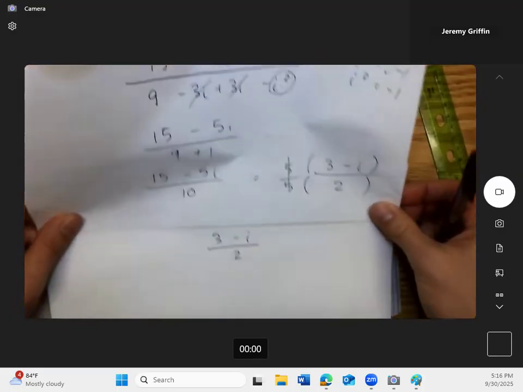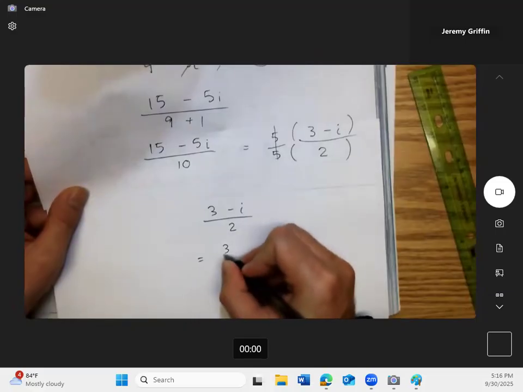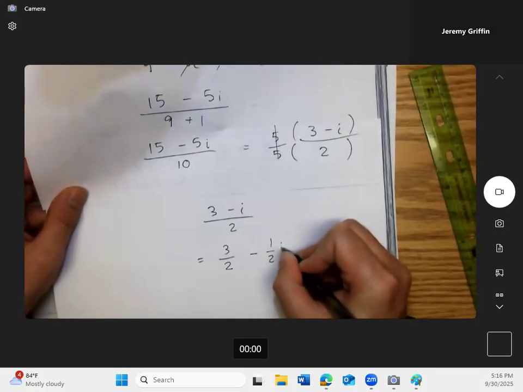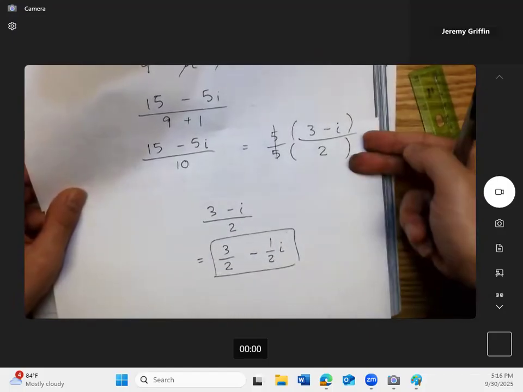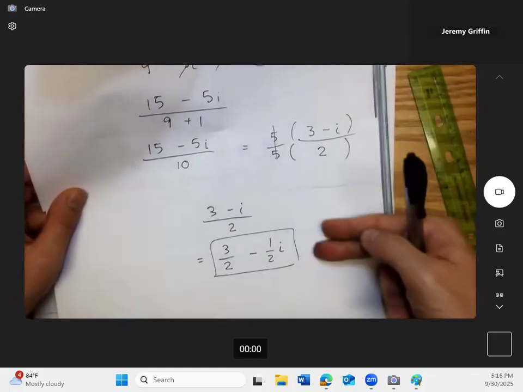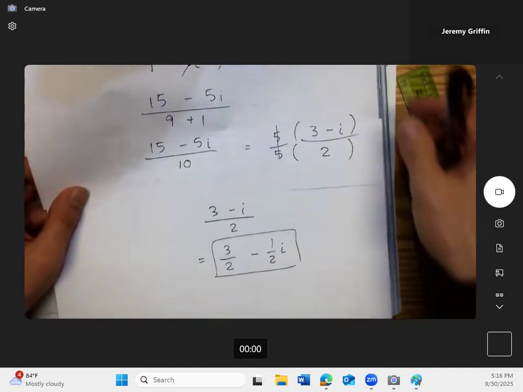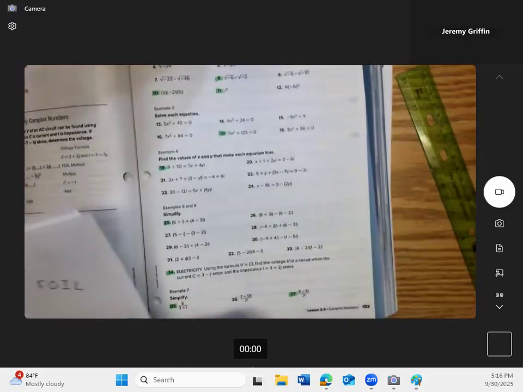If I want to split this up into separate fractions, this could be equal to 3 over 2, and then minus 1/2 i. That's the same thing. So this and this and this, it's all the same thing. Right, split that up. All right, that was 35. All right, let's do 37.